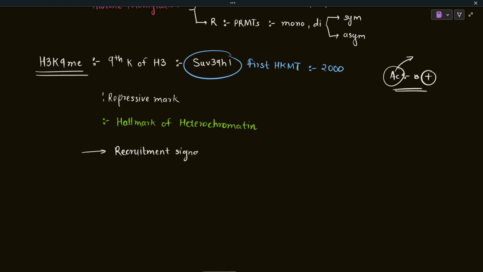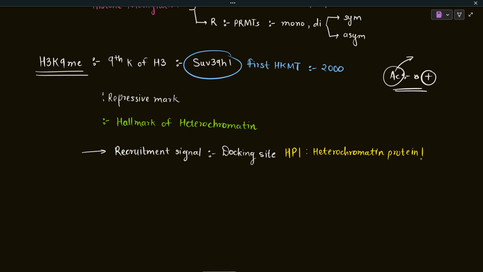It acts as a recruitment signal, and it provides a docking site for certain factors, and those factors will change the chromatin environment. We will learn about those factors as well. So H3K9 methylation acts as a recruitment signal, a docking site for the protein known as HP1, heterochromatin protein 1.